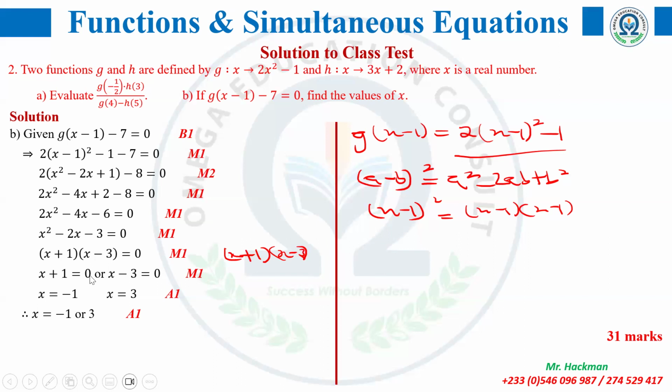So now you come and solve for your x here, x will be equal to minus 1. Solve for x here, x will be equal to 3. So you come and draw your conclusion. So these will be the x values that will give. So you write therefore x equal to minus 1 or 3. Okay, so that will be it.